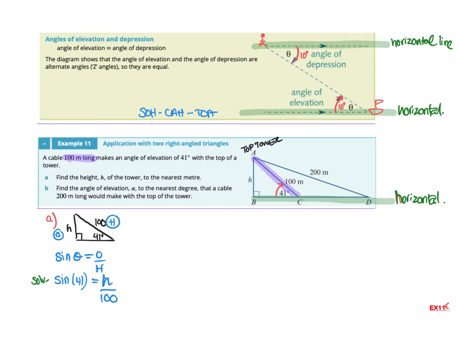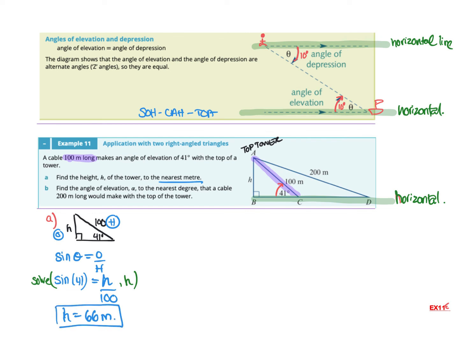Solve. And what do we end up with, H equaling? Now it said to the nearest meter, so we just go the whole number. Yeah, so I got 65.6, so I'm going to say 66 meters. So there's the height of the tower.